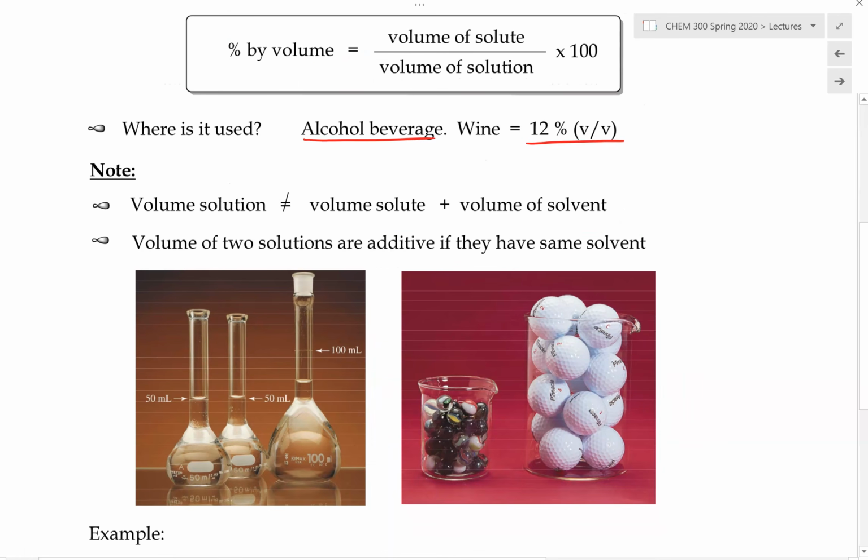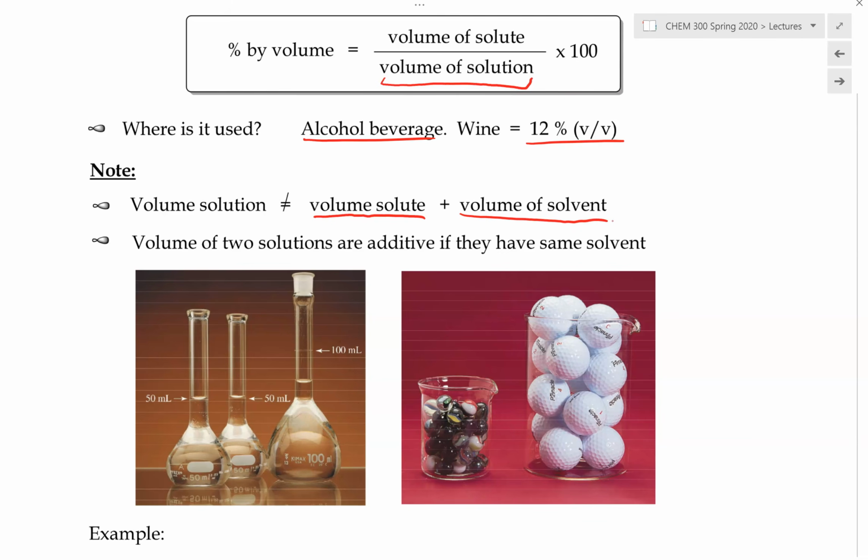And now, note one thing that is very important here. On the bottom, we see volume of the solution. But notice the following. The volume of the solution is not the volume of the solute and the volume of the solvent added together. And this is very different compared to the mass of the solution. We will see that the mass of the solution is additive: the mass of solute plus the mass of solvent. However, volumes are not additive.